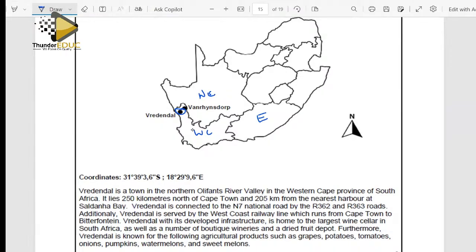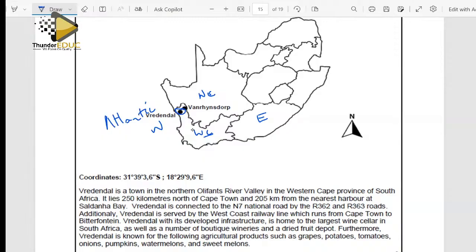Automatically, there's no province to the west here, because we see the west coast. The Western Cape is on the western coast. This is the Atlantic Ocean. So it being in the Western Cape province, to the west is this side. So automatically, we don't have a province here.